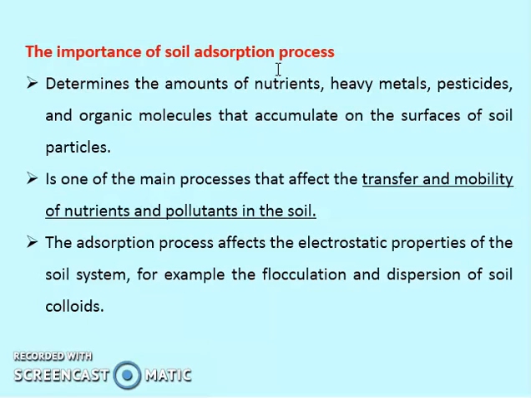Some contaminants adsorb to the minerals, and we can also make a batch experiment by shaking the wastewater with the mineral and determine the adsorption efficiency and capacity of the minerals. So the importance of soil adsorption processes is to determine the amount of nutrient, heavy metal, pesticide, and organic molecules that accumulate on the surface of the soil particle.